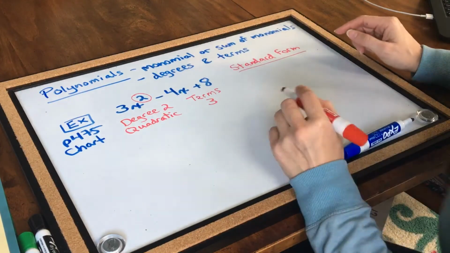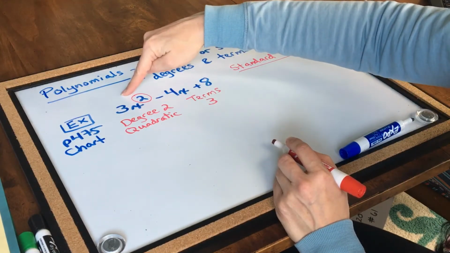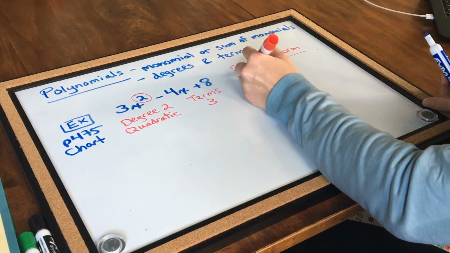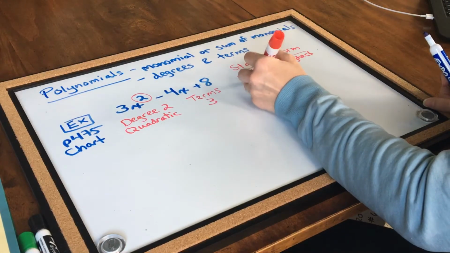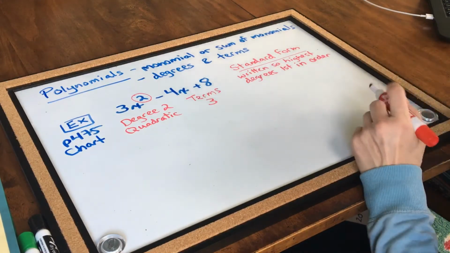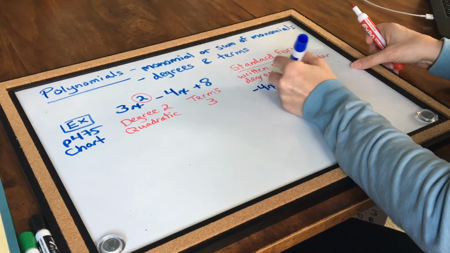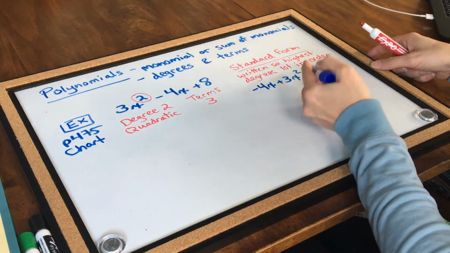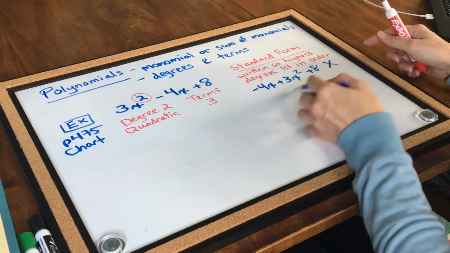What standard form just means is that the terms are organized so that the highest degrees are first and the lowest degrees are last. So standard form means the highest degrees are first in order. For example, if I had the polynomial negative 4x plus 3x squared plus 8, that is not in standard form, because the 3x squared is the highest degree term in this polynomial. So I'd have to rewrite these in order.